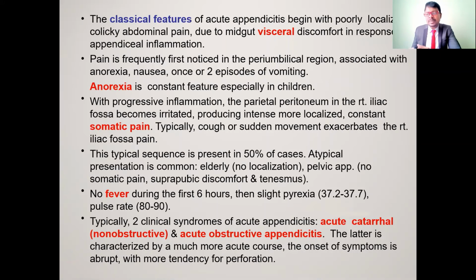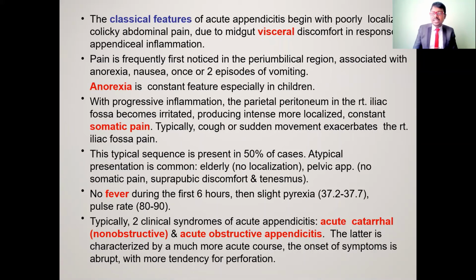With these symptoms, we identify with the physical examination and special signs, that is the psoas sign and also the obturator sign. We will discuss them in the physical examination. This typical sequence is present in about 50% of cases, with severe pain around the right iliac fossa and irritation.